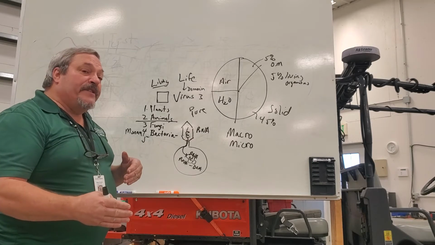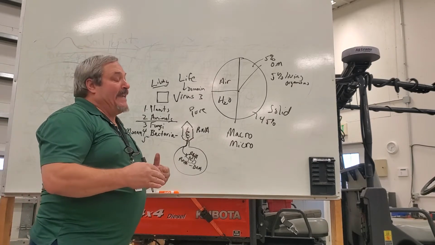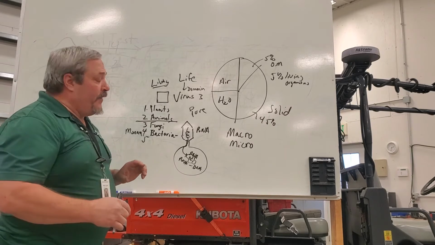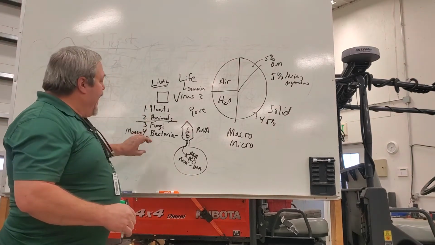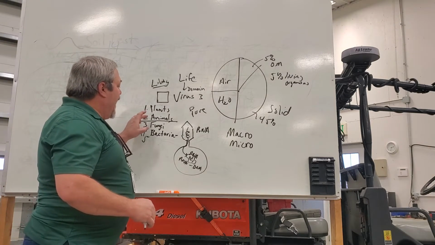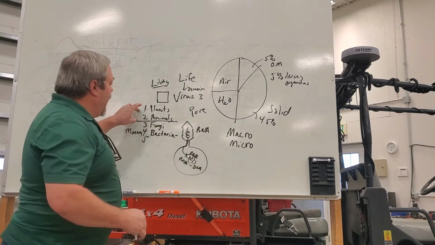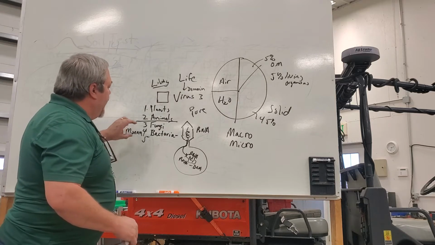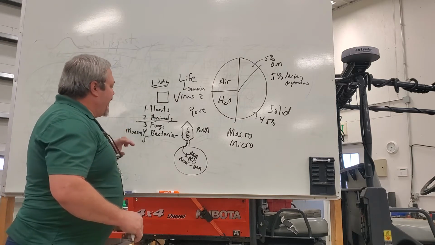You've got protozoas in there and you have algae in there. Back in my day, the algae have a little bit of chlorophyll, so they had plant life. And then the protozoa would act more like an animal, so they call the protozoas animals. Okay, so we got plants, we got animals, and we got funguses, and we have bacteria.